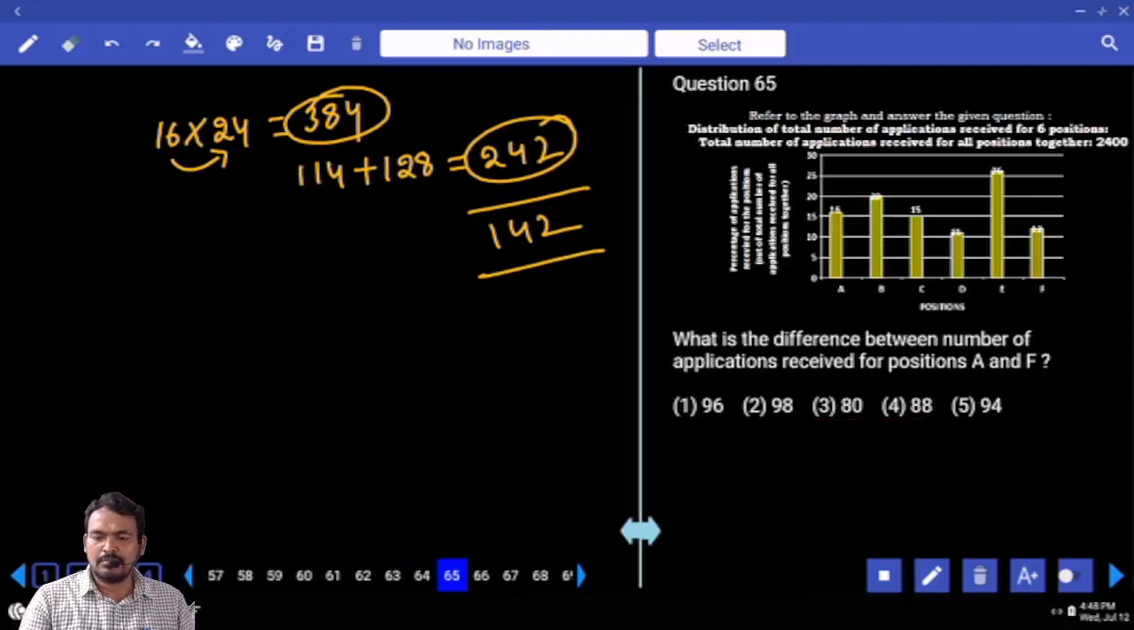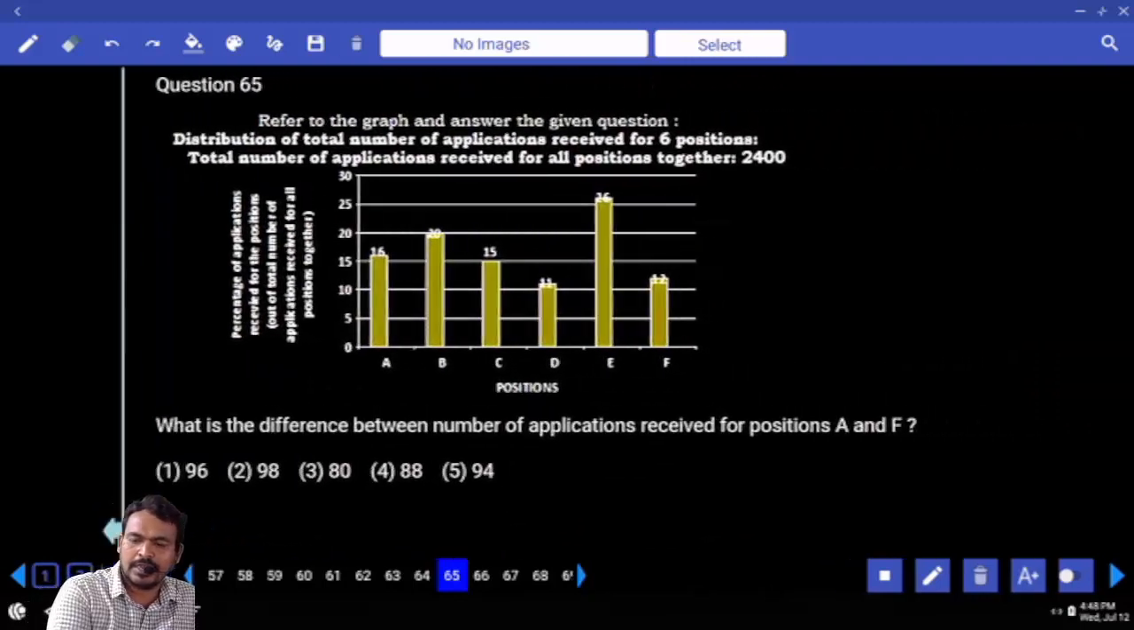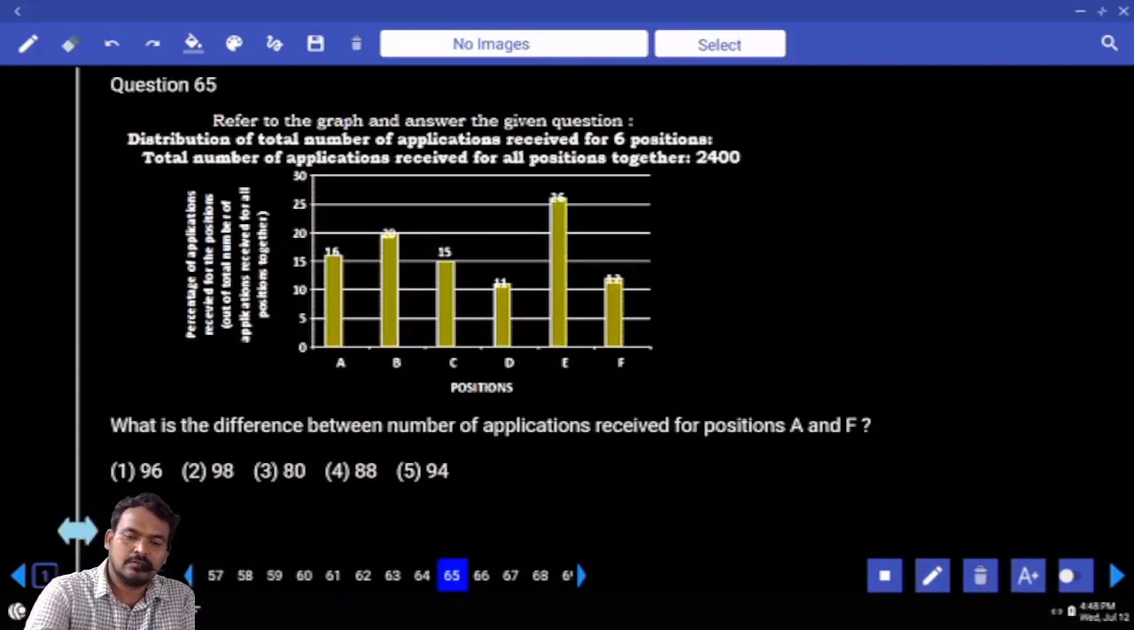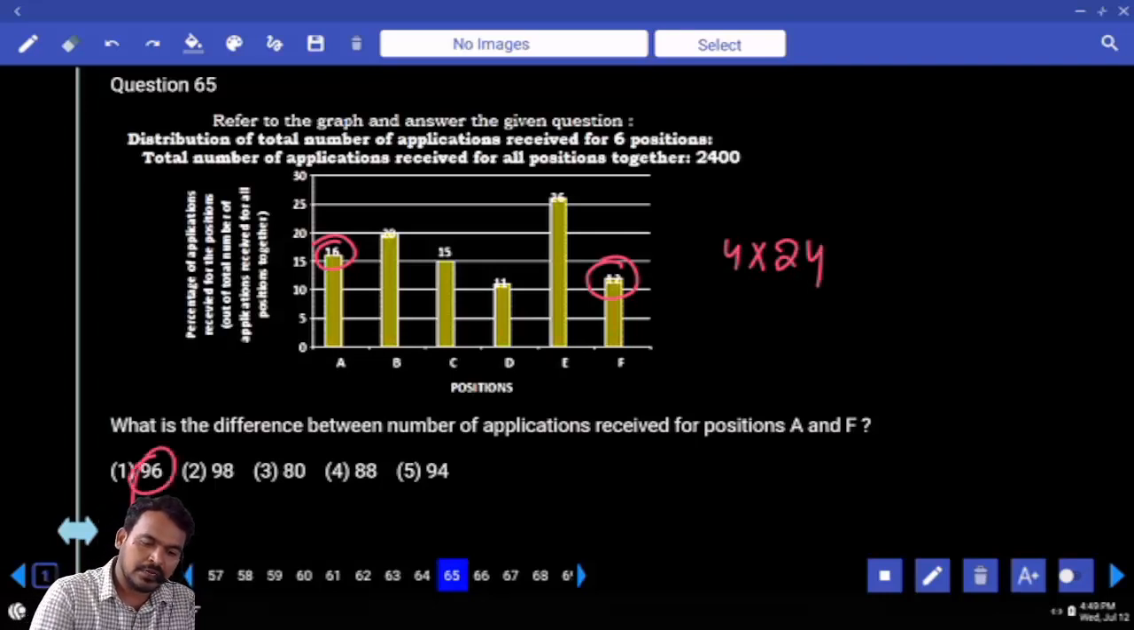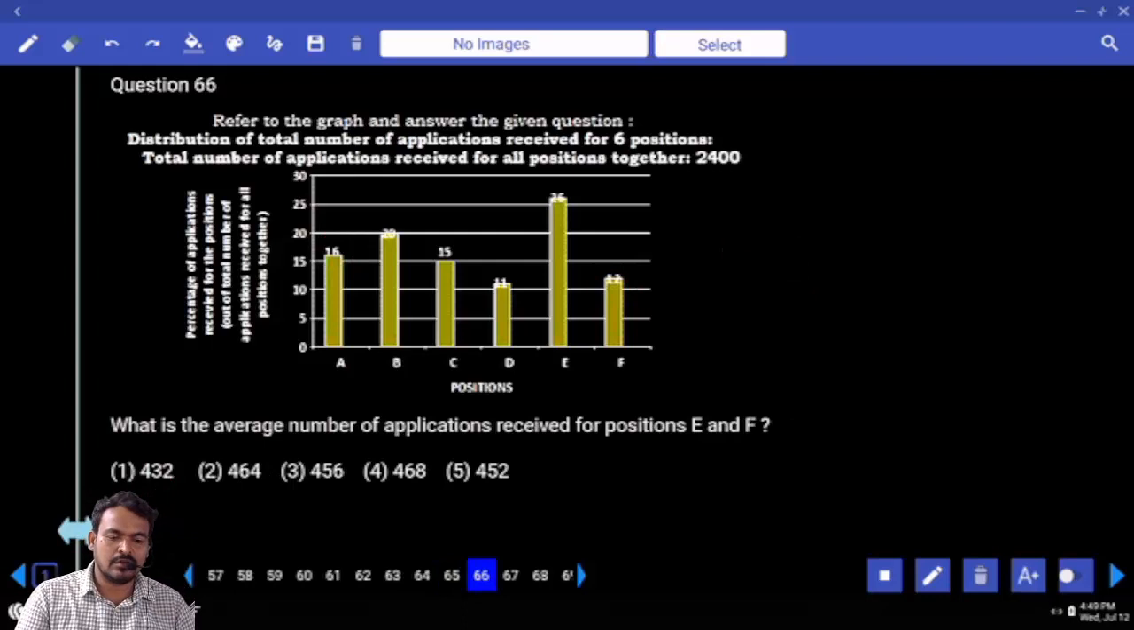What is the difference between the number of applications received for positions A and F? What is the A value? 16%. F value 12%. Difference 4%. Means 4 into 24. What is the answer? 96. Next, 66. What is the average number of applications for positions E and F? What is the E value? 26. F value 12. Sum will be 38. Average is 19 into 24, and it will end with 6. Only one option.